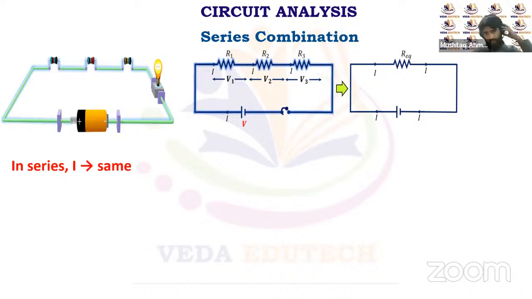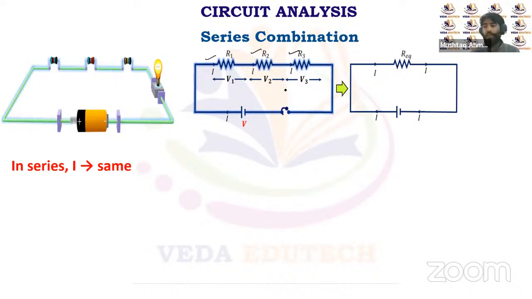So the series combination of resistors. Let's suppose here in this diagram, you can see that I have placed three resistors, R1, R2, and R3. These are the three resistors placed in this fashion, and they are connected to a battery, and this battery is a closed one. And this is the switch here, and the switch is closed. And V is the potential difference supplied by the battery to this circuit. And let's suppose V1, V2, and V3 are the potential drops across resistors R1, R2, and R3.